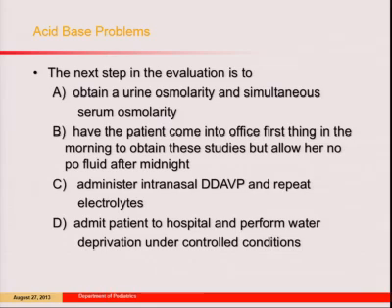The next step in evaluation in this patient is to obtain a urine osmolarity and serum osmolarity. Have the patient come into the office first thing in the morning to obtain these studies, but allow her no fluid overnight. Administer intranasal DDAVP and repeat the electrolytes, or admit the patient to the hospital and perform a water deprivation under controlled conditions. Key in an answer.